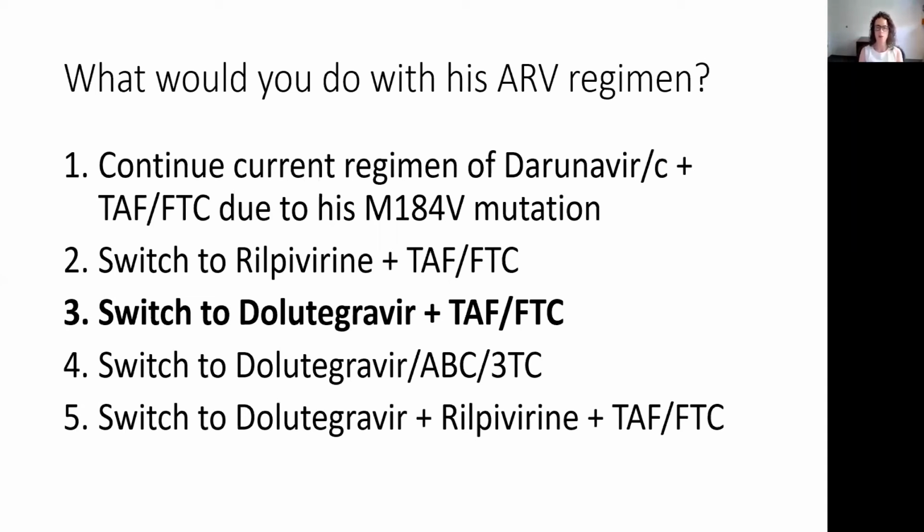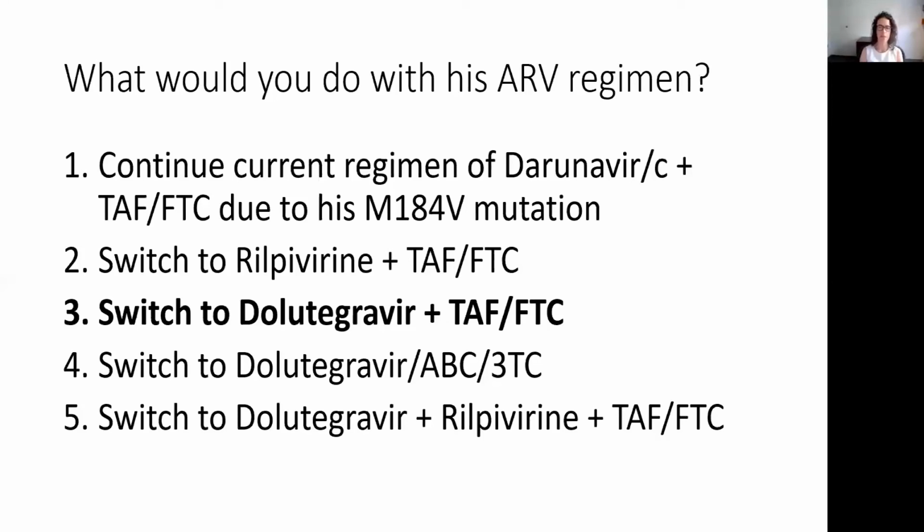We would not want to use rilpivirine, as rilpivirine as an NNRTI has a lower barrier to resistance compared to integrase inhibitors and protease inhibitors. And given his distant history of virologic failure on an NNRTI-based regimen, we would not feel comfortable switching someone with underlying NRTI or NNRTI resistance to this. We would not want to use dolutegravir abacavir 3TC as M184V leads to low level resistance for abacavir.